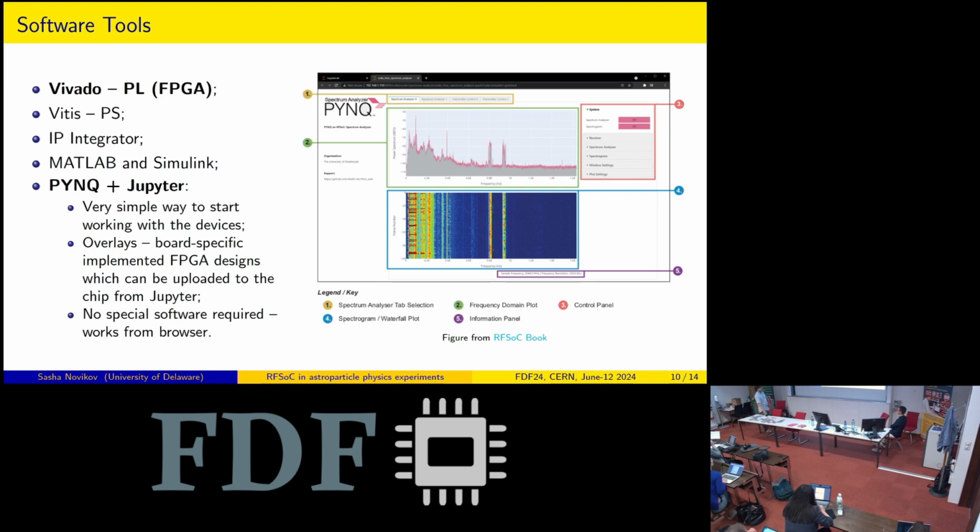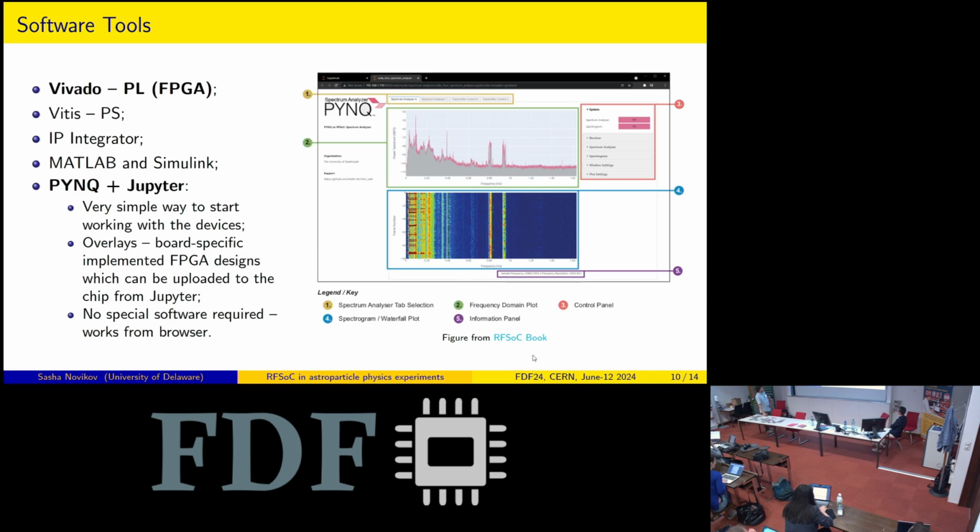Here is just a quick example of a spectrum analyzer, which uses both DAC and ADC. You inject a signal from the DAC into your ADC, and you literally do a spectrum analysis from it. And I put some links to useful resources over here.